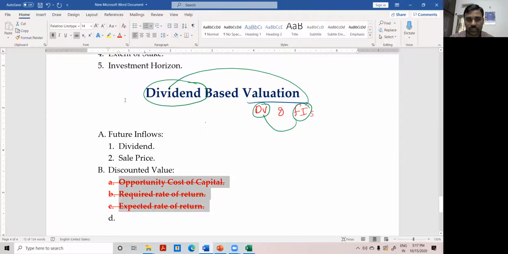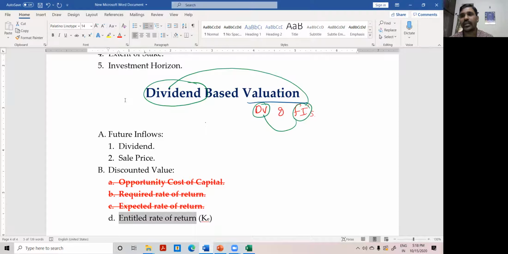The terminology which I would like to use is entitled rate of return. You may use the same symbol. Popularly we use KE, cost of equity. You might have learned it in your CA Inter: cost of equity, KE. I will also use the same symbol, but the description which I use is entitled rate of return. That is the way I pursue this concept.